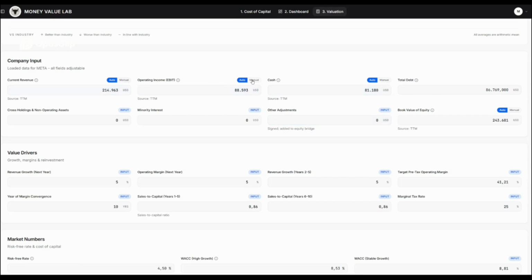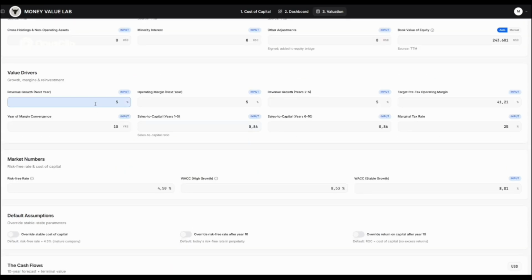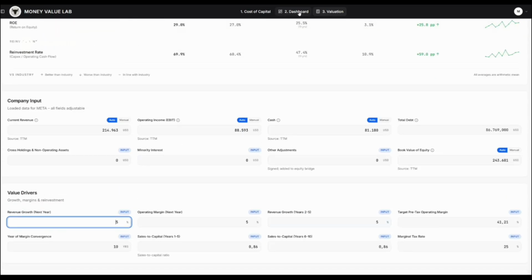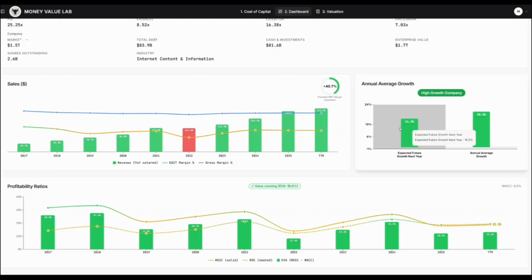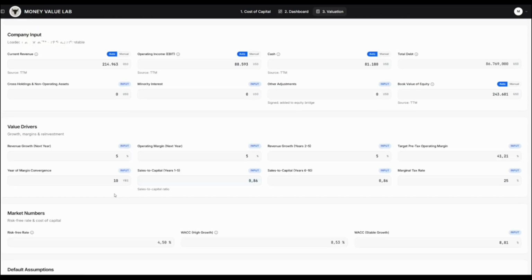Now, of course, you can override these numbers if you feel, for example, that you have a write-off that shouldn't impact EBIT going forward. You can do that. You can just press manual, but I'm not going to do that in this example. Now, value drivers, revenue growth. Given that Meta has grown by 7%, and I model based on the reinvestments that Meta is expecting Meta to grow by 16% next year, I'm going to put 16% here.